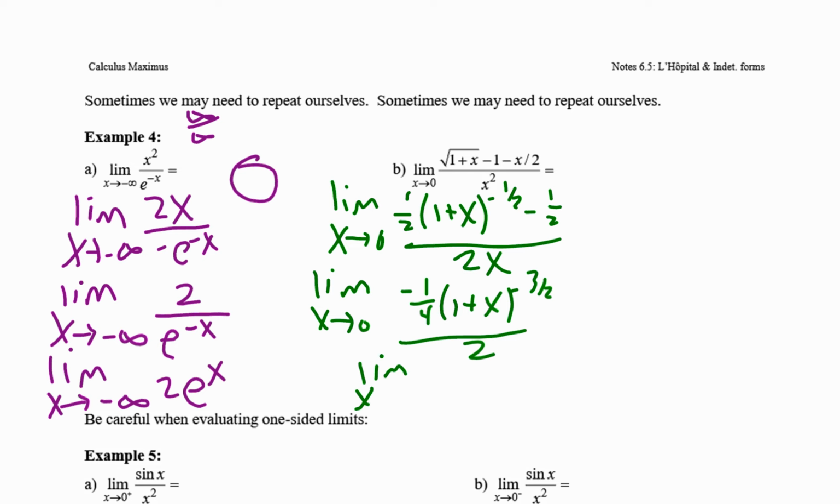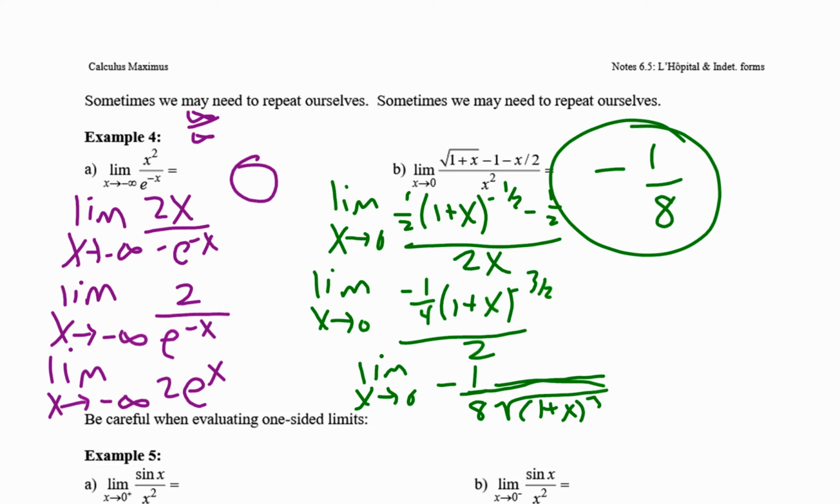We have limit as x approaches 0. That would be negative 1/8. This is in the bottom, and it would be square root of 1 plus x cubed. So plug in 0, so we get negative 1/8.